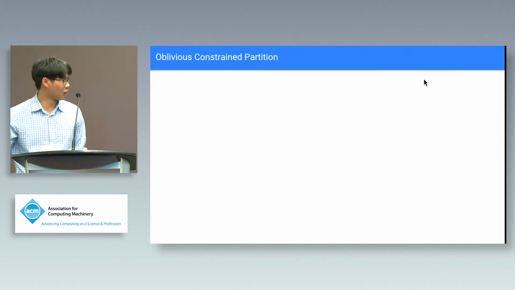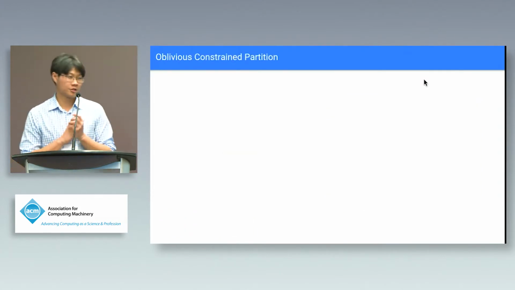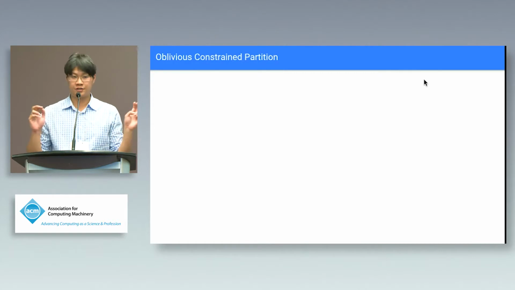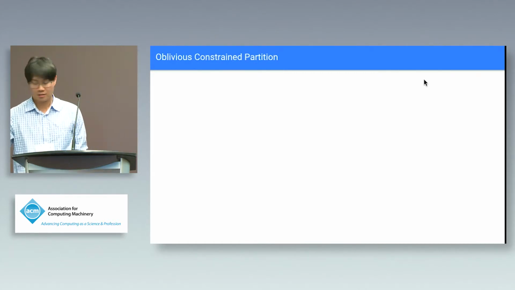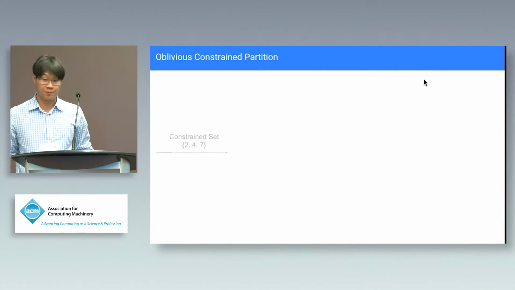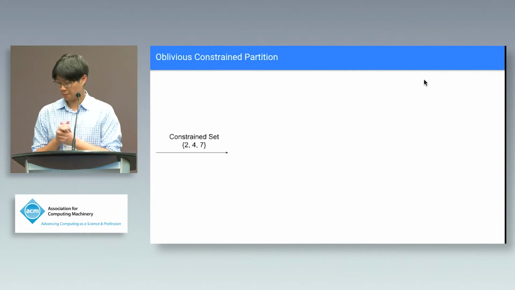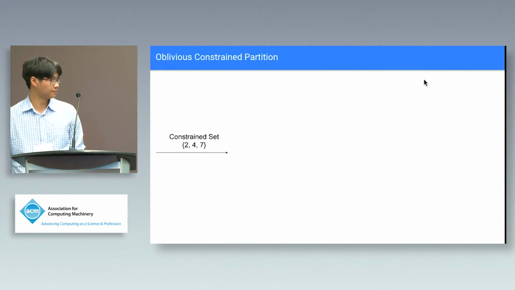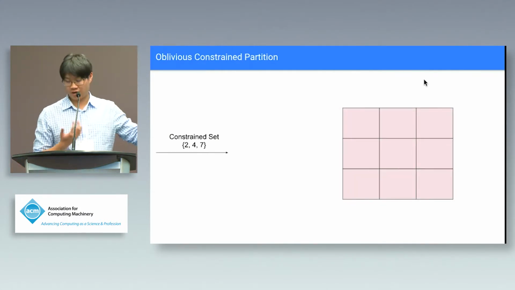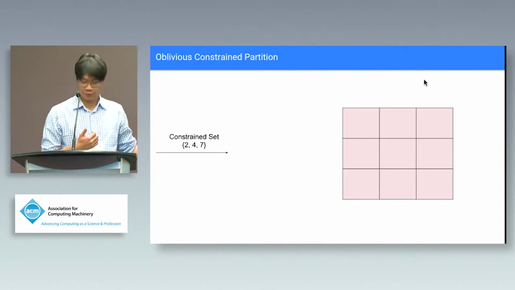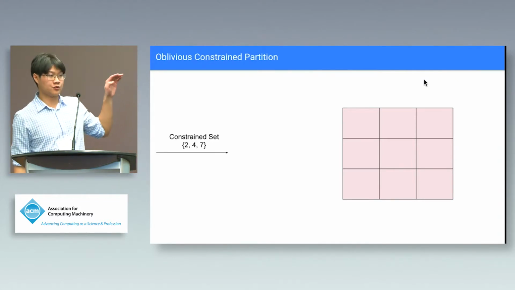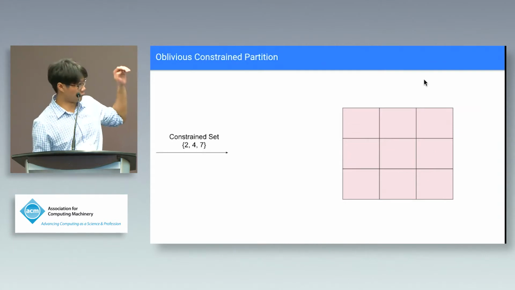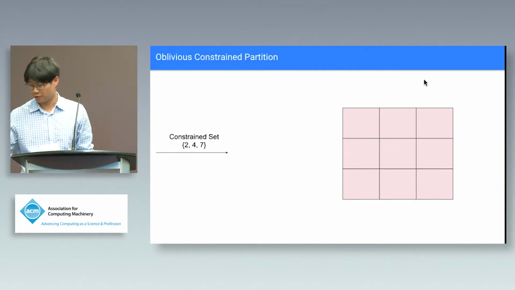This seems very complicated, and this is where the crux of our construction comes in, something called oblivious constraint partitions. Formally, you get an input constraint set, which was this 2, 4, 7. We like to represent this as a matrix, just for ease of visualization. It would be a square root n by square root n matrix. Since there are 9 items here, it's 3 by 3. We represent each row as a part. So the first row is the first part, the second row is the second part, the third row is the third part.